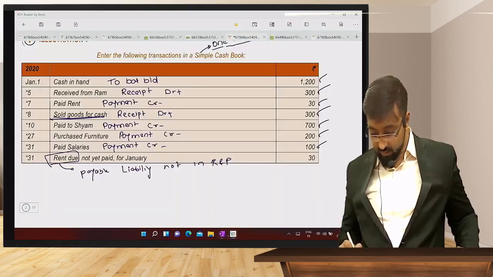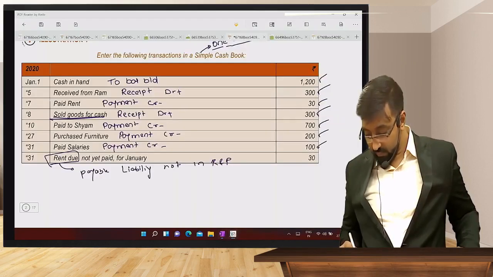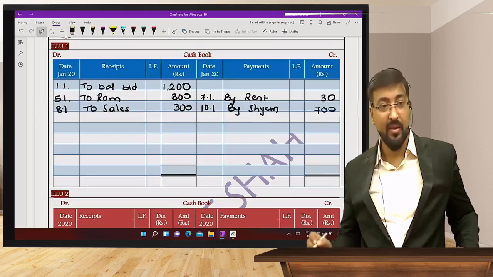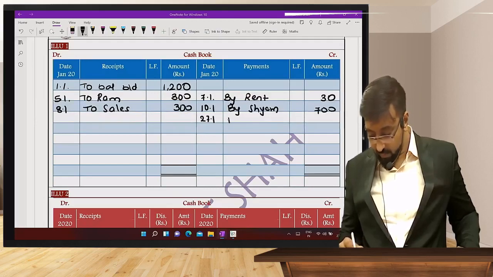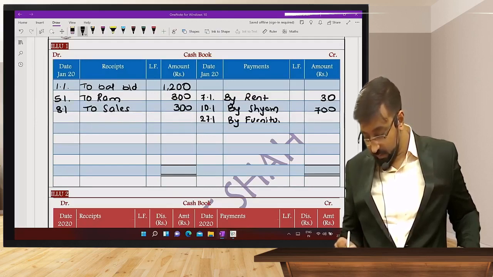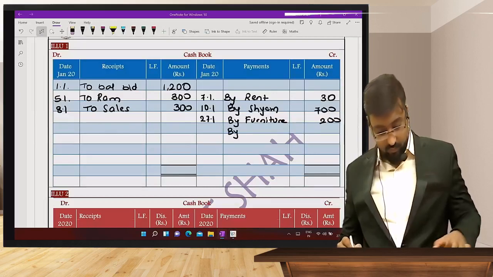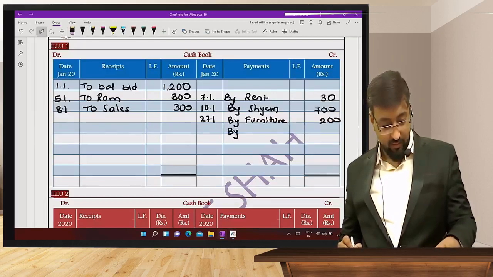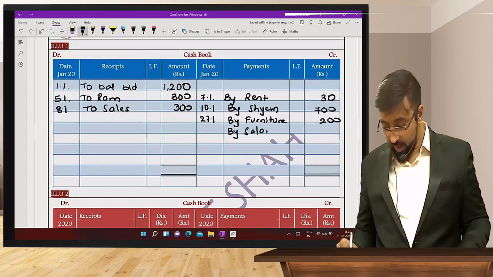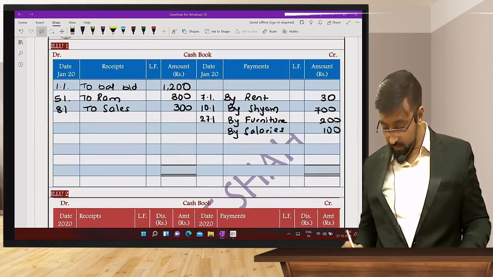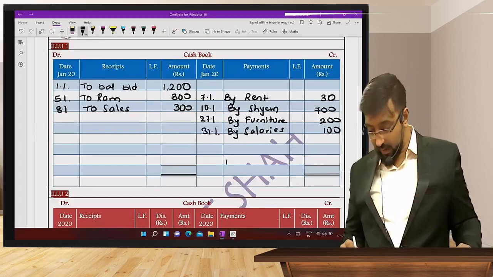Paid to Sham. Date? 10th Jan by Sham. 700. Next, purchase furniture, by furniture. 200. And salary paid, by salary. Salary. How much? 100. 31st Jan. Beta, now carry it down.